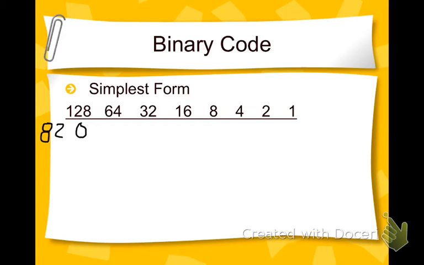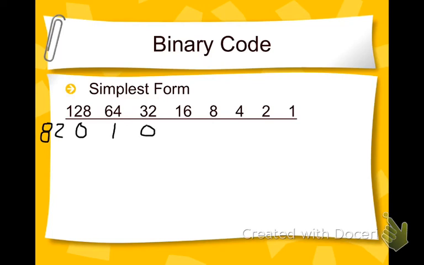Okay. Is 64 needed to make 82? Well, hopefully you guys realize the answer is yes. So we're going to turn it on. 64 plus something will equal 82. So let's go down the list. 64 plus 32, that's going to give us 96. Way too much. So I don't need that one. I'm going to turn it off.